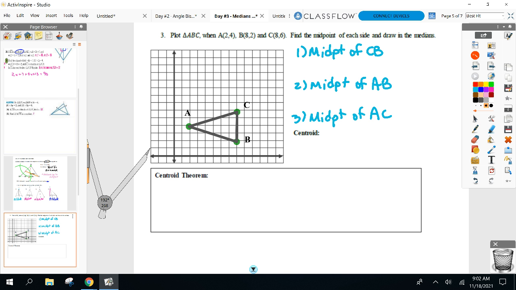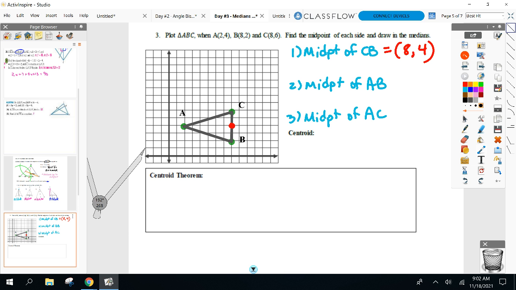Oh, group 1, how about that tough midpoint of BC? What do you got? (8, 4). Ooh, yeah, that was tough, right? (8, 4). Please make sure you jot it down. I want you to graph it, grab your straight edge, and draw in the median for me. Graph it, (8, 4). Grab your straight edge and draw in the median from point A. A to CB. Draw in that median for me, please.